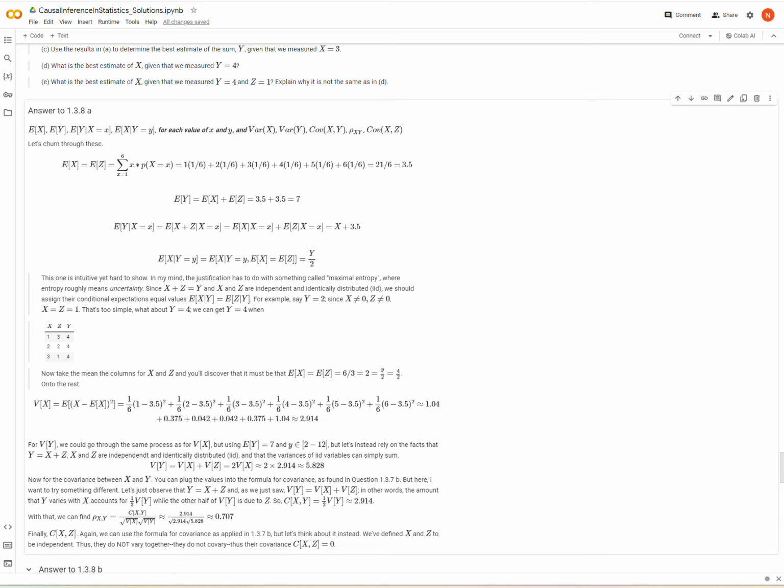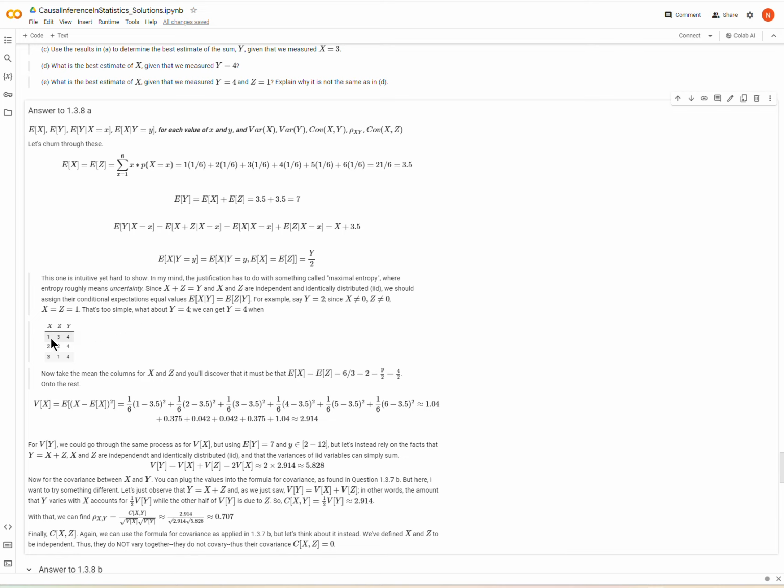How do I want to say this? Because they are identically distributed, the most likely value for one is going to be the most likely value for the other. Anyway, we can demonstrate this. It's not really proving it, but we can show it to ourselves. If y is 4, there are 3 ways that we can get y equals 4: 1 and 3, 2 and 2, or 3 and 1.